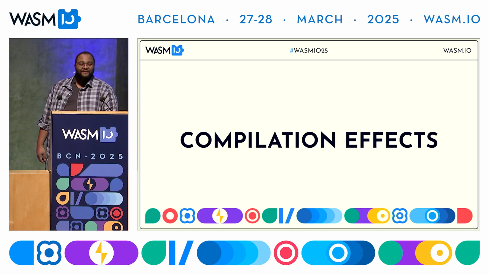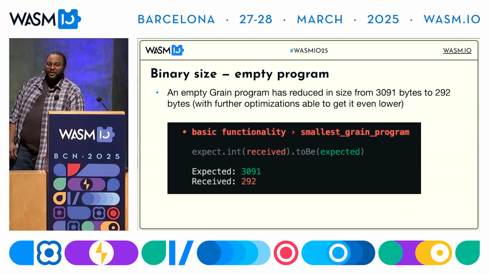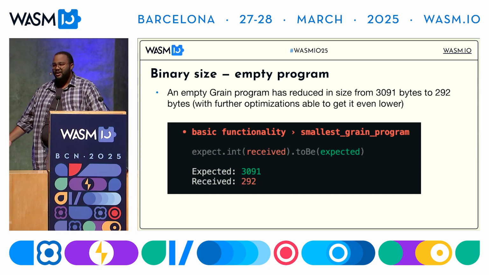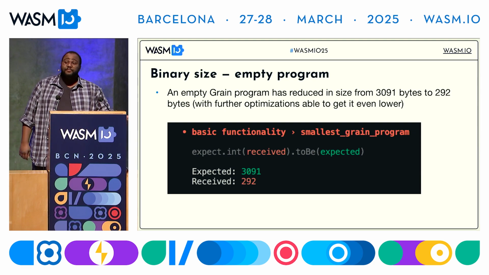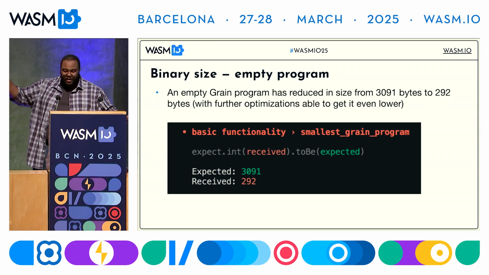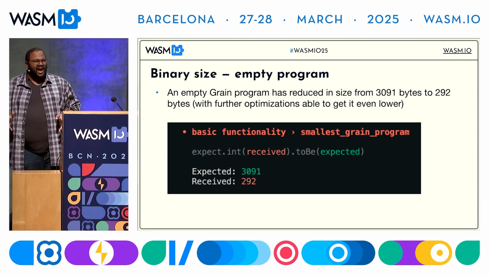So what effects did this have on compilation? That's what everyone wants to know. First is binary size. So for an empty Grain program, we have a test in our test suite to make sure that we don't regress on making the programs bigger for some reason. An empty Grain program, so nothing at all, just module, whatever, no code, that was 3,091 bytes, which sounds like a lot.